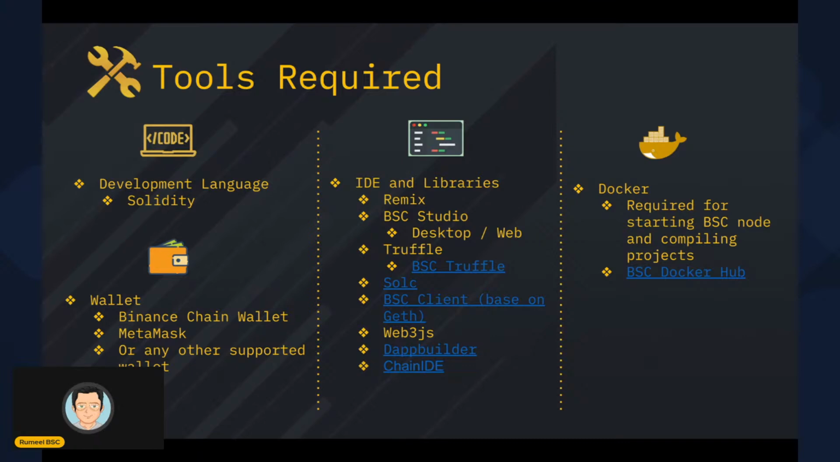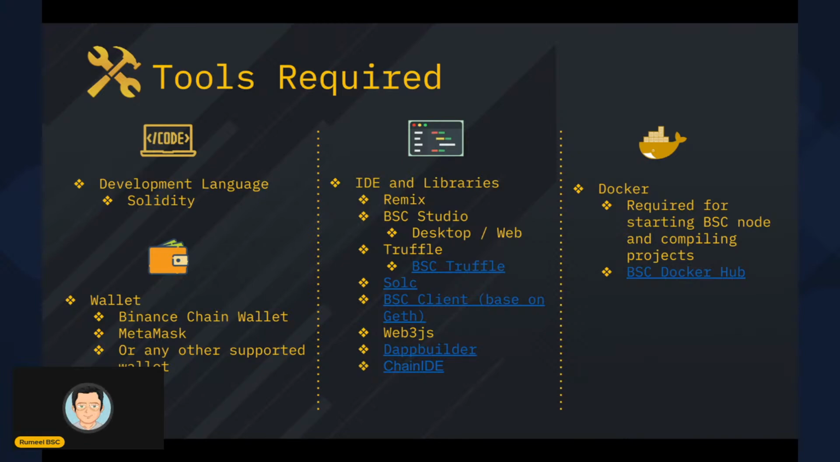Tools that are required for the development are the code, IDE, and some DevOps side. For the development language, it is Solidity, as I mentioned before. Solidity is quite easy and quite similar mostly to JS. And if you have some hands-on knowledge of C++, it will be very easy to understand and write your smart contracts in it. For the wallets, Binance Smart Chain wallet, MetaMask, or other supported wallets that BSC also supports. But widely, the developer community is mostly using the Binance Chain wallet and MetaMask.